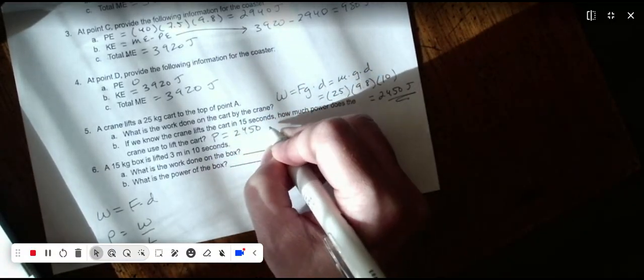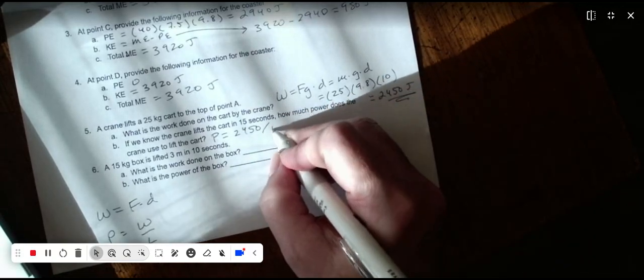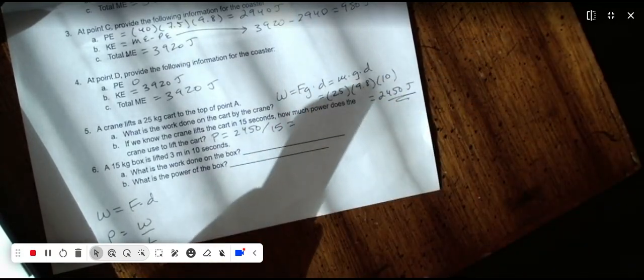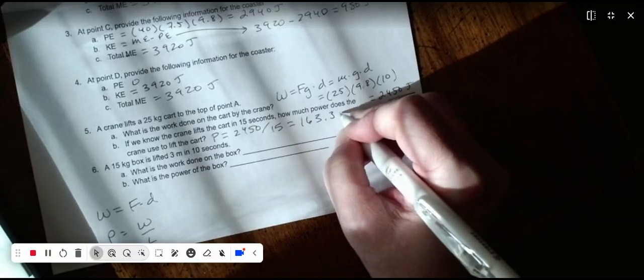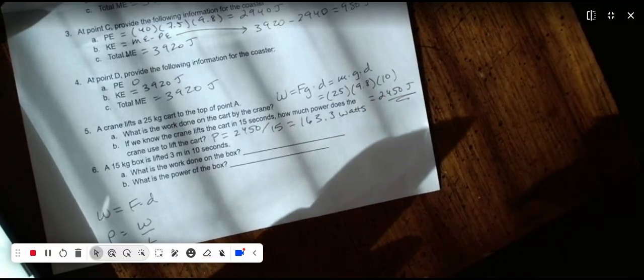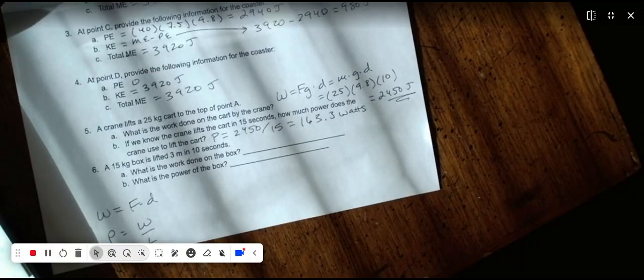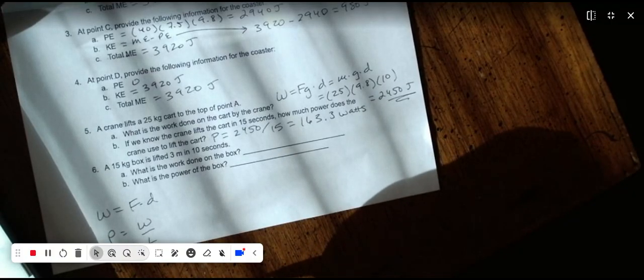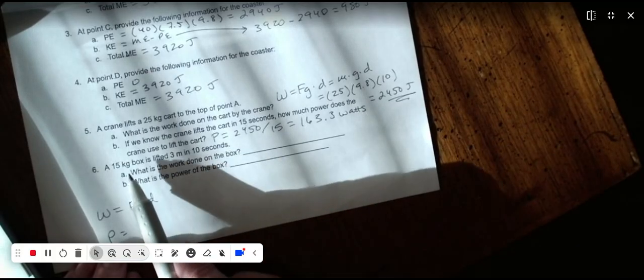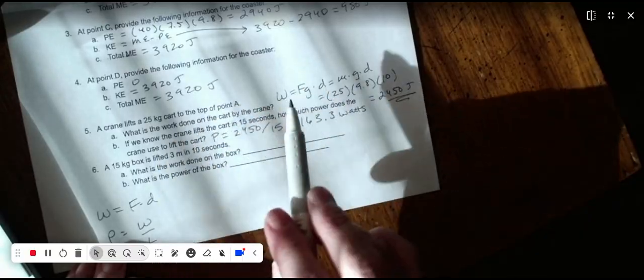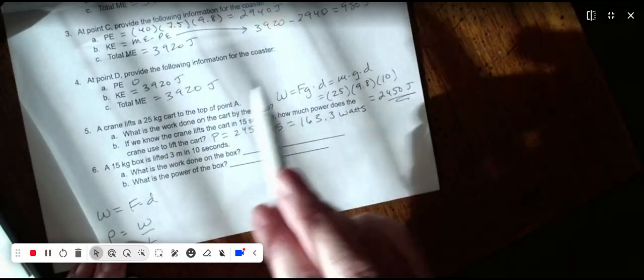If we know it lifts it in 15 seconds, how much power does the crane use? So that's going to be 2450 divided by 15 seconds. 163.3. And power is in watts. Okay, so force is in newtons, work and energy are in joules, power is in watts. Okay, and then we've got one more example. I'm going to let you do that one using the same type of steps as we did in the previous one.